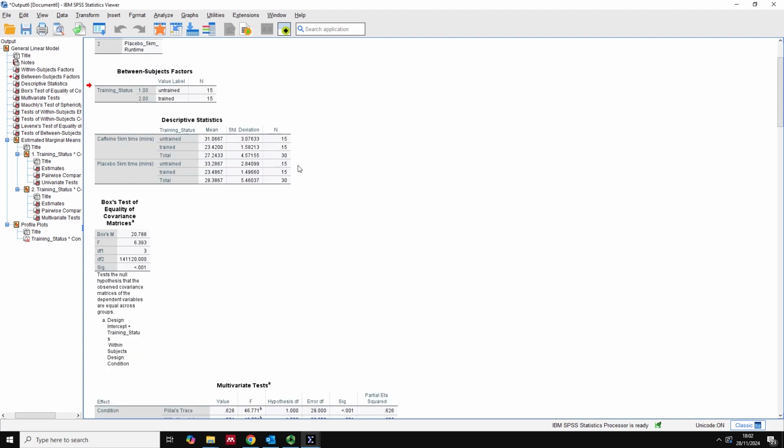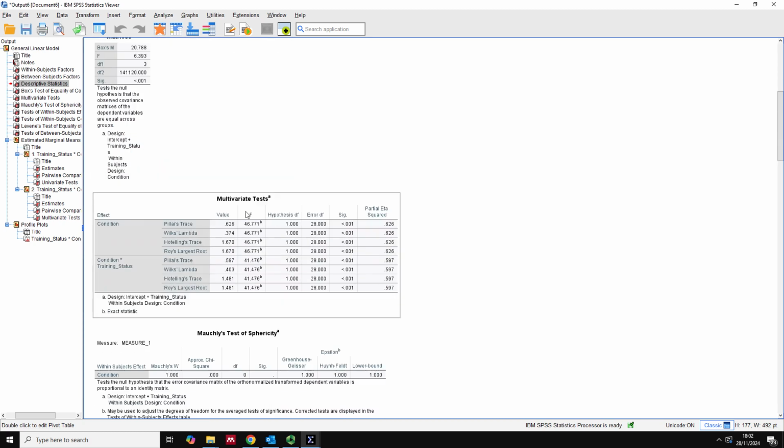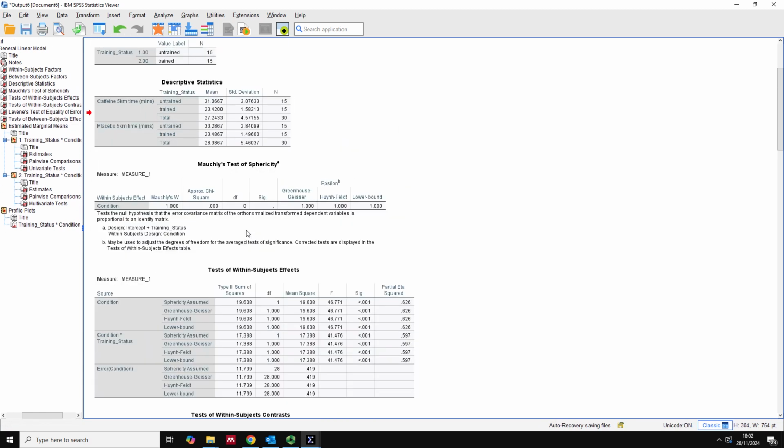This table here has our descriptive statistics, so the means for each group along with the totals for each trial. We're going to skip this box here and we're going to skip this box here. In fact, I'm going to delete them so that we don't have to have them in the way.